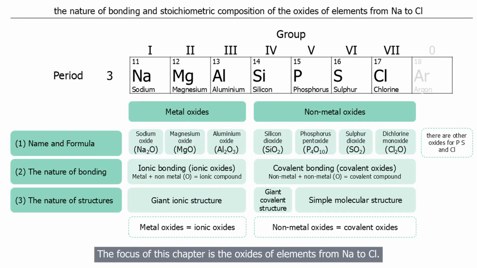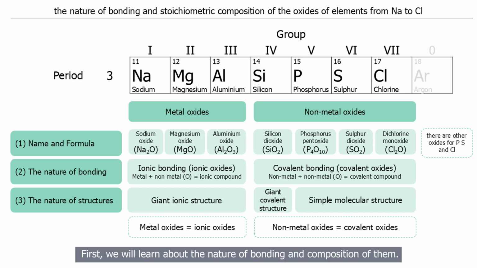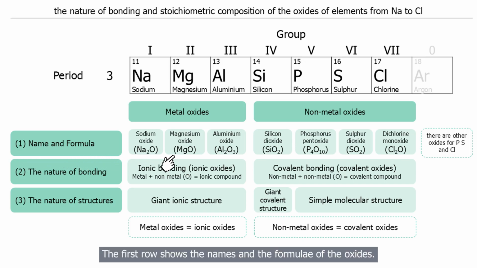The focus of this chapter is the oxides of elements from sodium to chlorine. First, we will learn about the nature of bonding and composition of them. We can first classify the oxides as metal oxides and non-metal oxides. The first row shows the names and the formulae of the oxides. The second row shows the nature of bonding of these oxides.